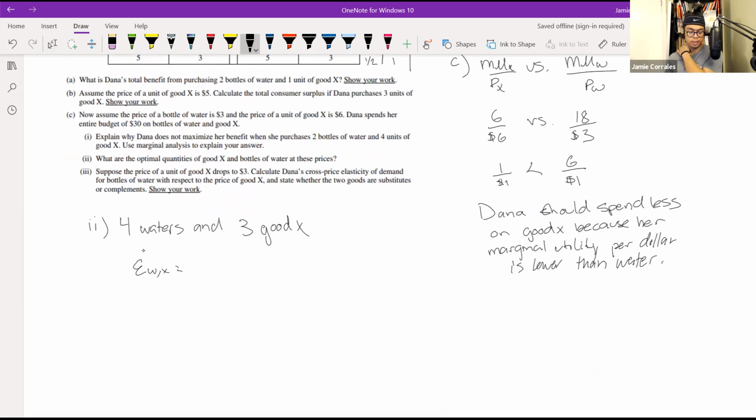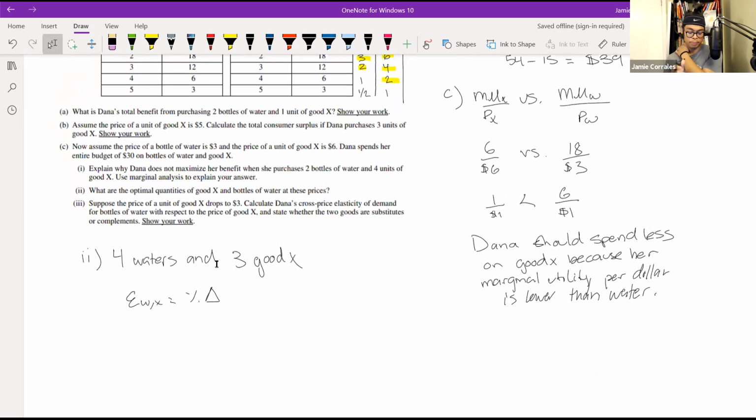EX, cross price elasticity. So I'm going to observe the percentage change. I'm using the midpoint because it's a bit shorter. So we're looking at the relation. Okay, so percent change in quantity of water. Right now, I'm observing how the consumption of water changes with respect to changes in the price of X. So that's cross price elasticity. So we need to figure out the quantity change of good Y.